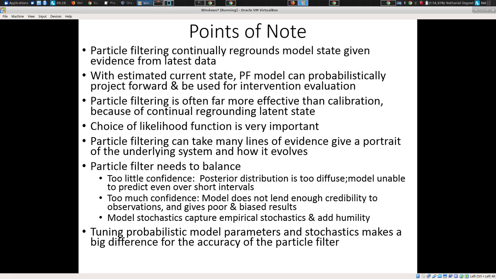The filter, I noted, needs to balance too little confidence and too much confidence. Model stochastics are a key component of this to give humility to the model, to leave it open to correction, needed to realize just how off it can be in its understanding. At the same time, those stochastics can capture real-world stochastics that are outside the scope of the model but affect it. And tuning the model parameters and stochastics can make a big difference, okay?